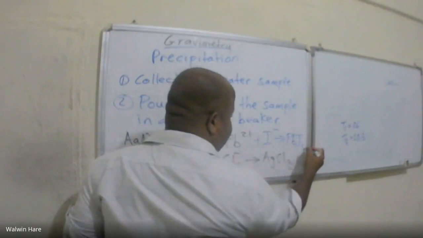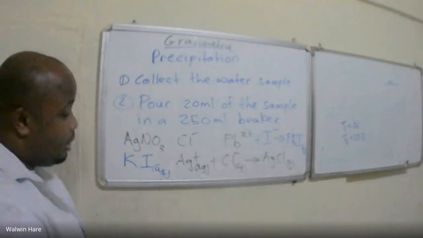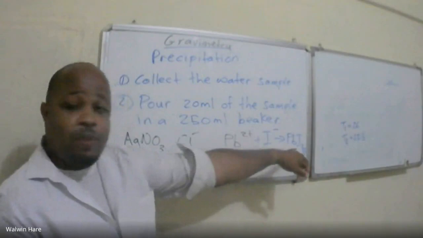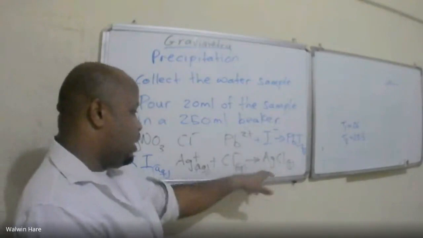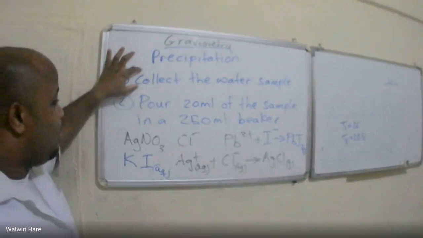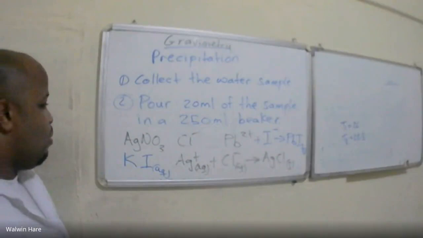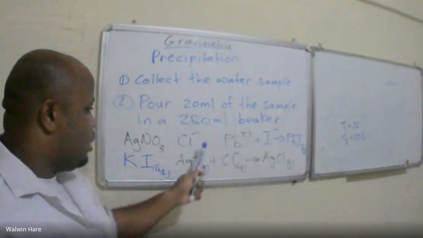So if you were to choose a precipitating reagent, you have to know if the ions that you choose will actually form a precipitate. Right? So lead iodide is insoluble in water, so you will get a precipitate. Likewise, silver chloride. So once you collect the sample and you select the amount you are going to use, then we need to add our precipitating reagent. Since we're doing lead, we're going to continue with lead, right?